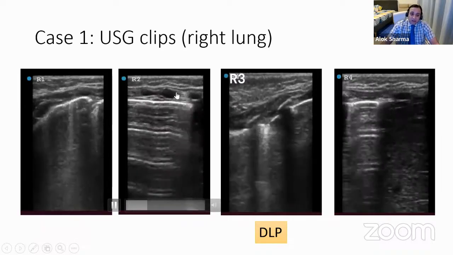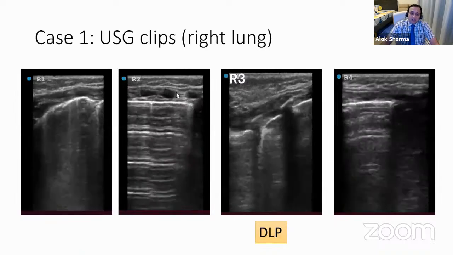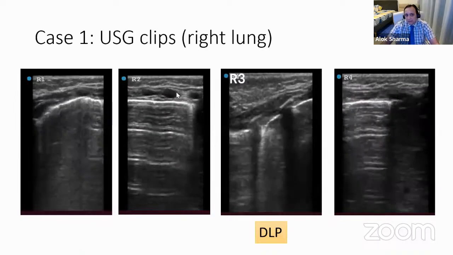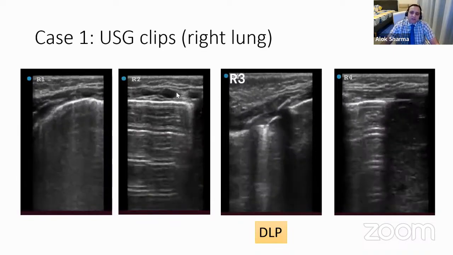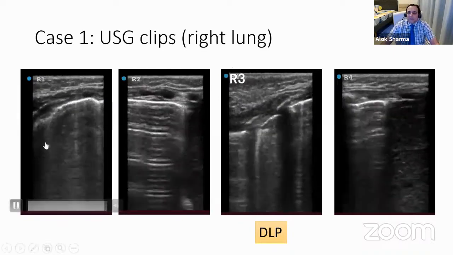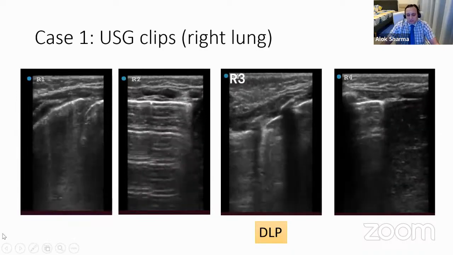But if they are close together and you see consolidation without a pleural line below that, as I will show you today, then you should think about the potential that there might be atelectasis. So beautiful images. Thank you so much.